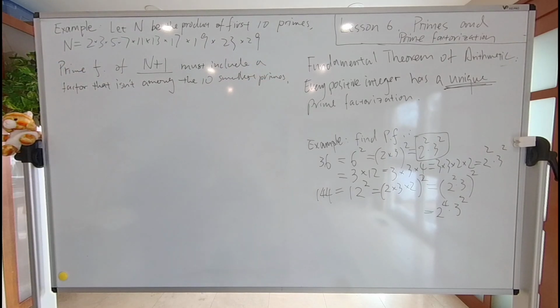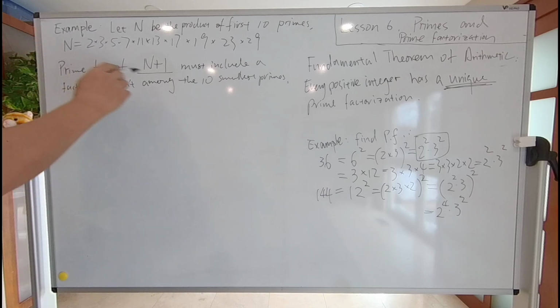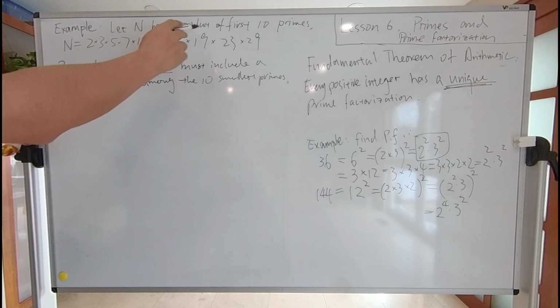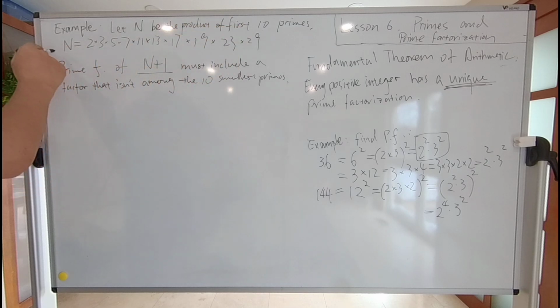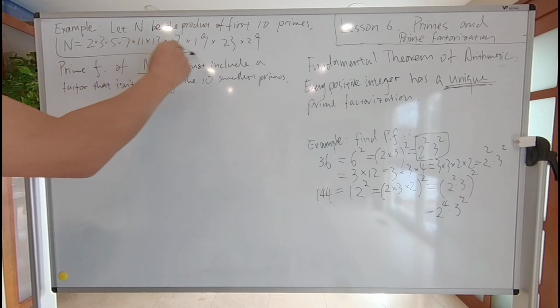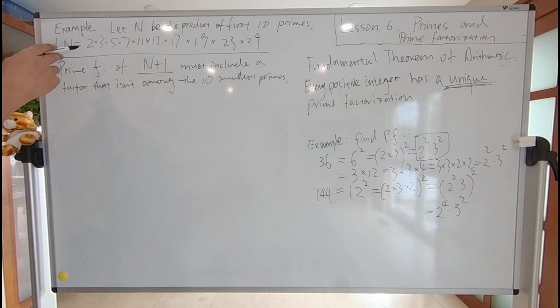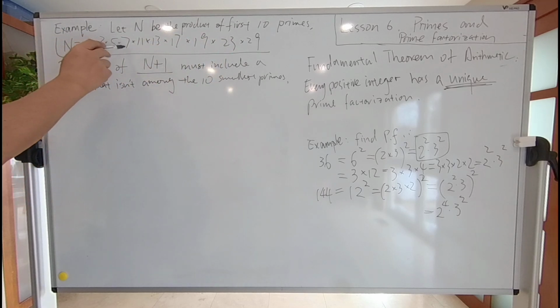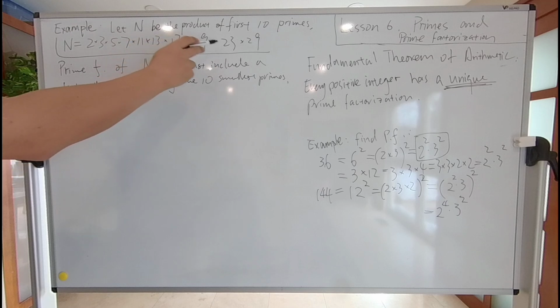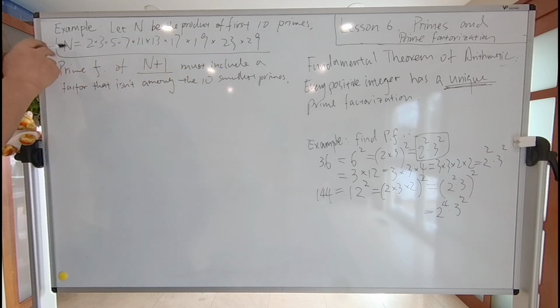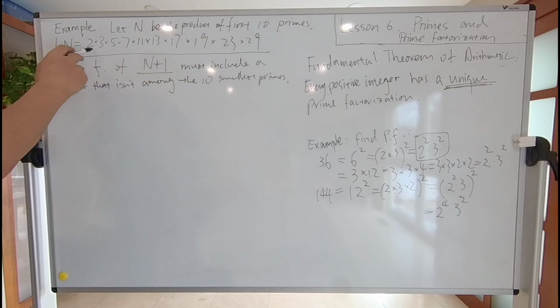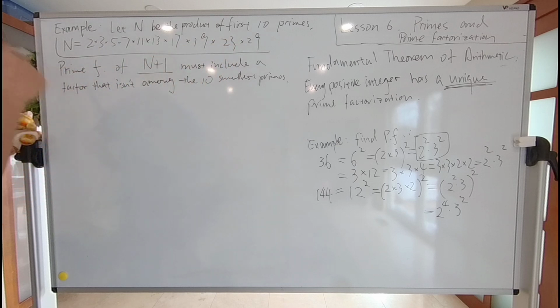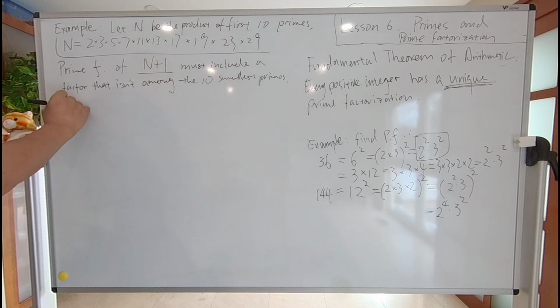Okay, to simplify this question, or to explain this again, we first construct a number n that is the product of the first 10 primes, which is here. And because it's a product of 10 primes, each one of these numbers is a factor of n. This is clear, right? Because n is the product of these numbers. But here the question is about n plus 1.